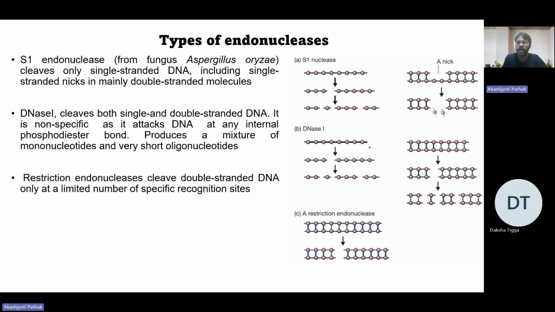Similarly, here also, if this is a double-stranded DNA molecule, then it can act anywhere within the double-stranded DNA molecule, and you will get variable size fragments of this DNA molecule. Okay. Now, what are restriction endonucleases? So this S1 endonuclease, DNase1, these are all non-specific. It can act anywhere on the DNA.